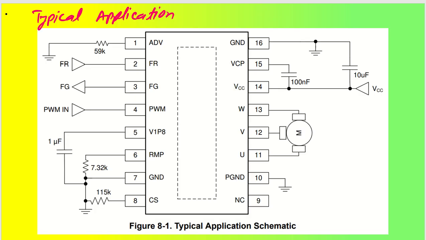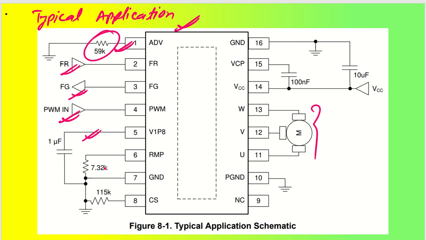Let's come back to the typical application. We have already talked about it. You can see the ramp rate setting was 59 kilo ohm. Then we have the forward reverse direction pin, and the feedback, the speed control pin, where the speed feedback will be done. Then we have the PWM input pin to keep the motor speed in control. We have a regulator pin, which is 1.8 volt. Then we have the ramp rate setting, or nothing but the acceleration setting.